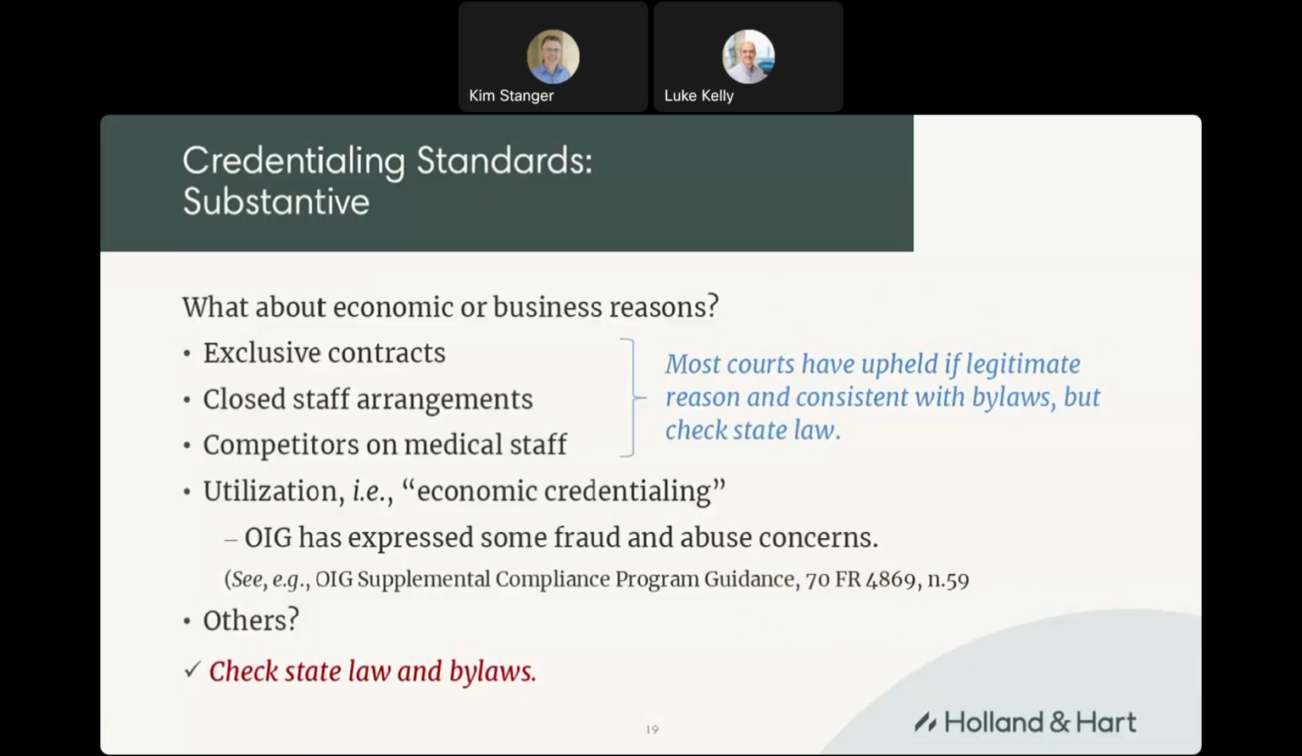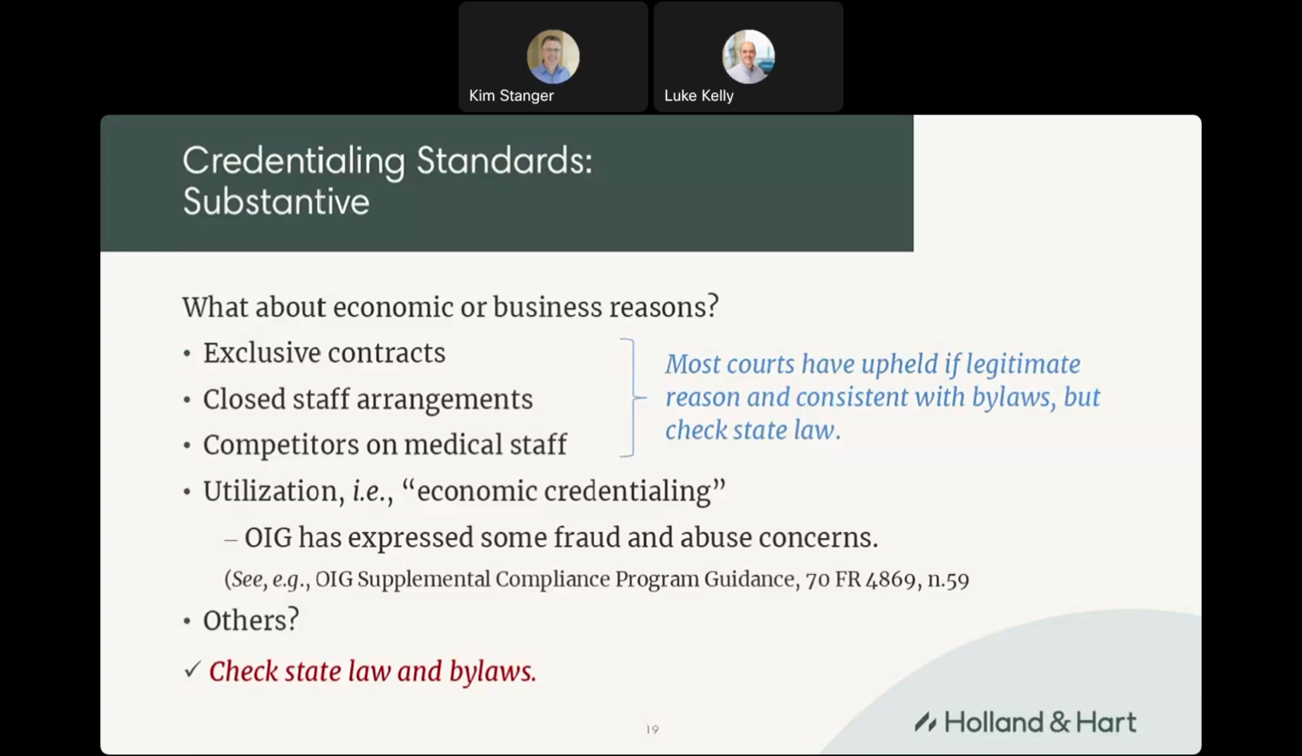For example, can you decide that, hey, we're going to have an exclusive contract and therefore we're only going to give privileges to the members of this particular group that's providing services under this exclusive contract? Or what about closed staff arrangements? Maybe you decide that, hey, we've got all the orthopedists that we need and we don't want to bring on any more orthopedists. Or competitors on the medical staff. Do you have to let everybody come or can you keep off certain competitors?